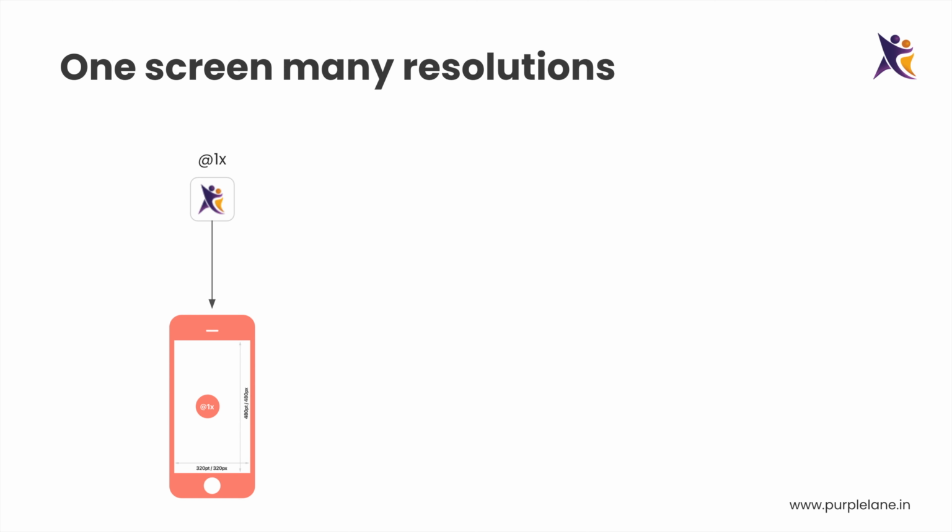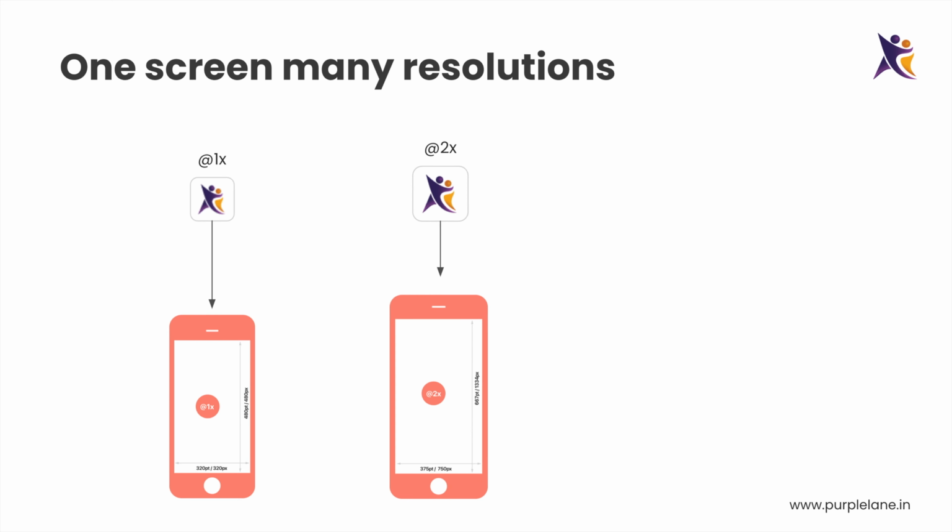As you can see, one screen, many resolutions means you are going to design one device screen and export it for many devices. Let us say I have created a 1x screen resolution, which is 320 pixels by 480 pixels. According to the scale factor, it will be 1x size. The iPhone 6, 7, 8 has 375 points width and 667 points height. According to the scale factor, its resolution is 2 times the first device size. So the mobile screen size is 2 times the actual screen size.